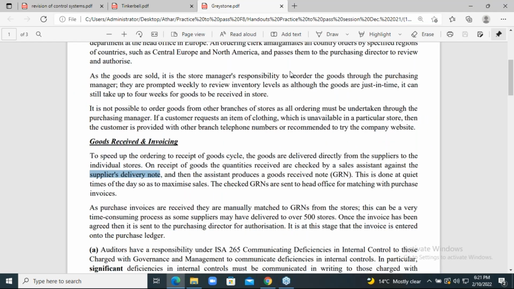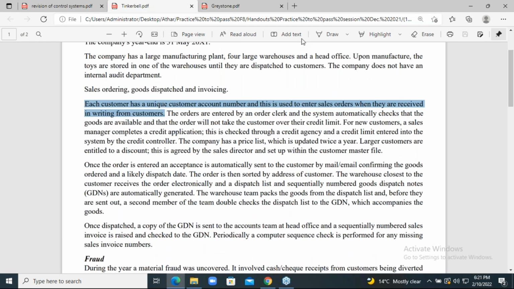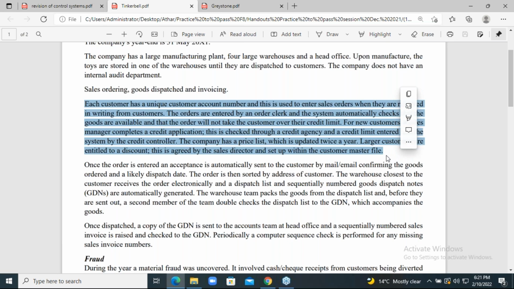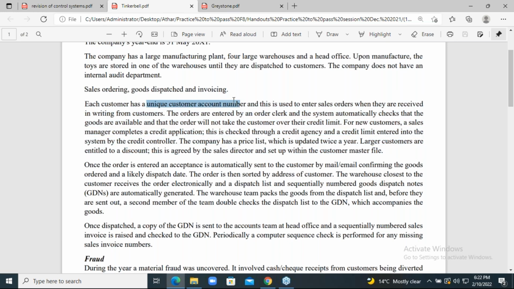Like in this question, in Tinkerbell, where we apply different tests of controls, where the order clerk and the company price list and unique customer account, in this whole paragraph we cannot say that the auditor should visit the sales system and see whether there are unique customer account numbers or not. So this type of test of control cannot be applied everywhere.